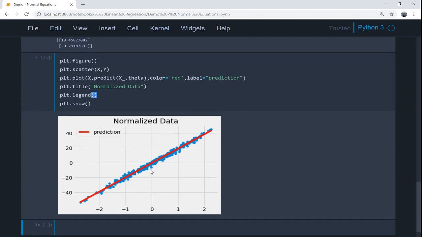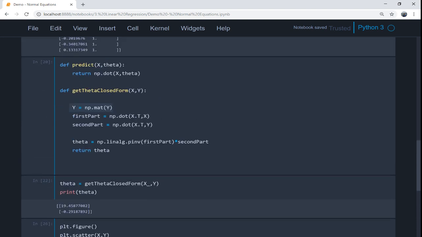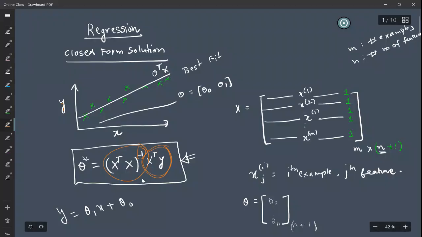Okay, so I hope this tutorial about closed form solution is clear to you. And what we did is we just implemented this formula that we derived in the last video, and that's it for this video, right?